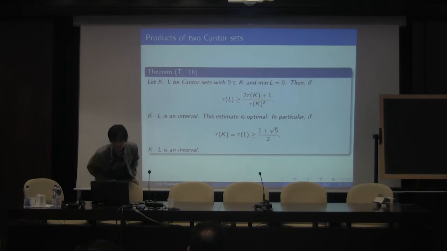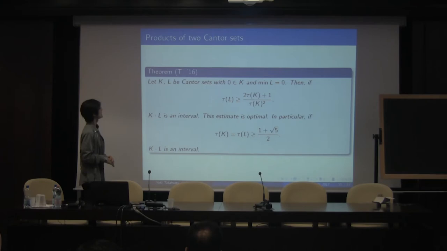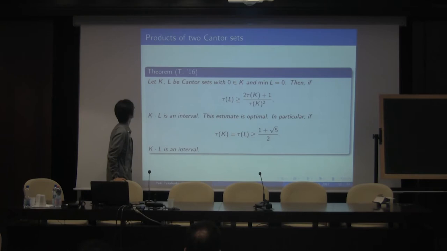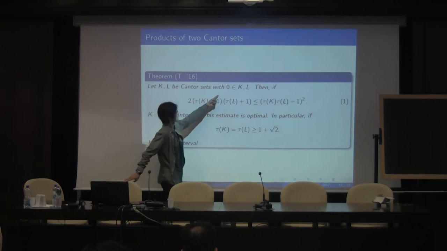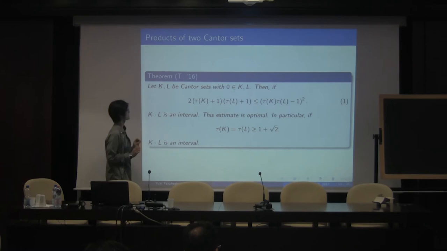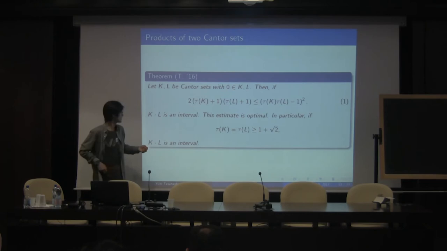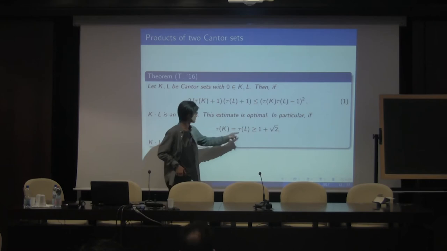Okay, this is a more general result. If two Cantor sets contain the origin, not necessarily with left-hand endpoint zero, just the general case, then this is the optimal estimate. If two thicknesses satisfy this condition, then the product of two Cantor sets is an interval. If the thicknesses are the same, then the silver mean shows up. And what's the graph? This is the graph.